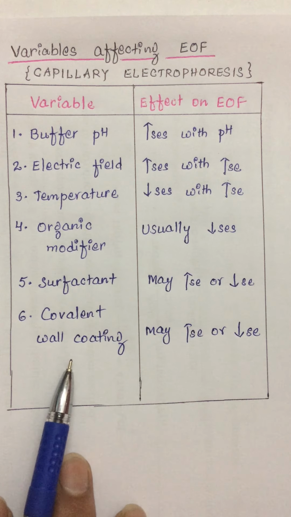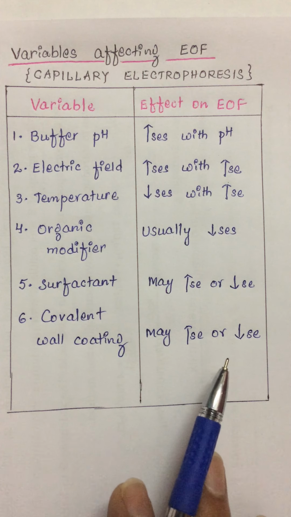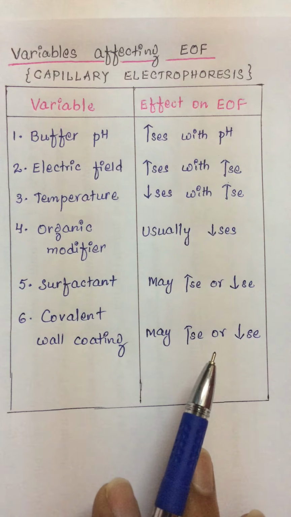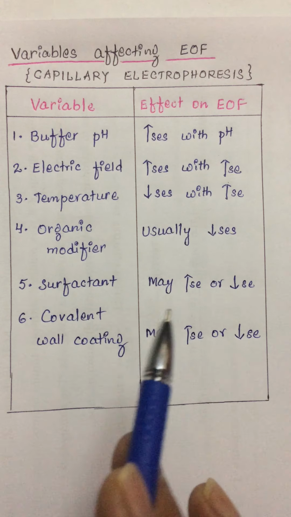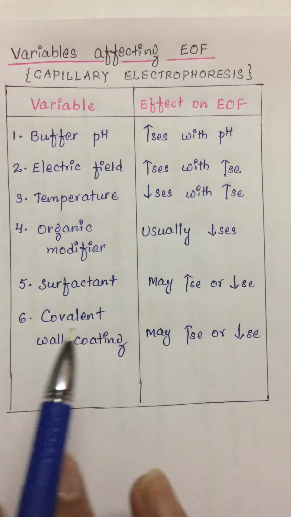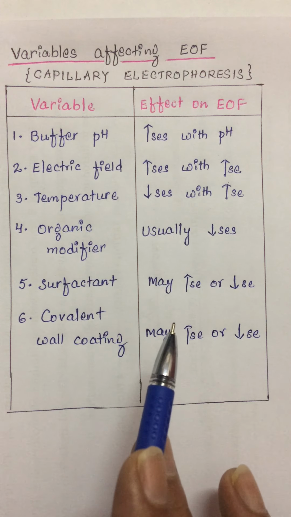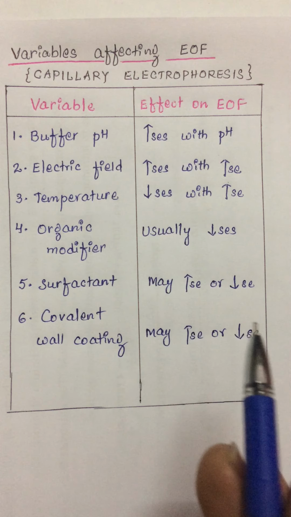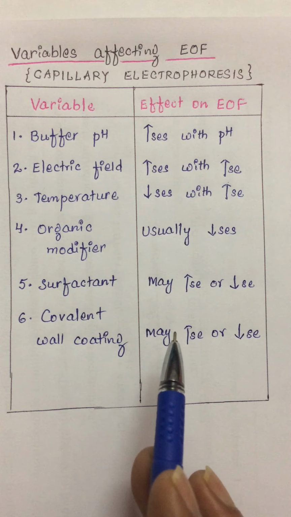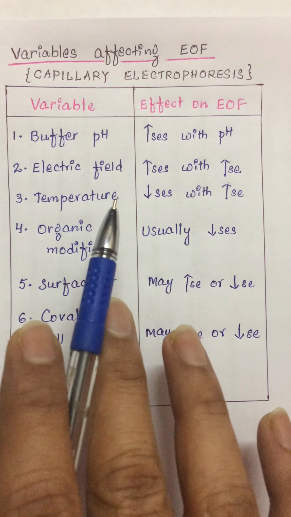The last one is the covalent wall coating. Again, this may increase or decrease the osmotic flow. Suppose we have some neutral coatings, these neutral coatings will reduce the negative charges on the capillary wall, which will lead to the reduction of the electro-osmotic flow. Ionic coatings have considerable effects. Either the osmotic flow could increase or it could decrease depending on the type of the coating. So these are the variables that affect the electro-osmotic flow.